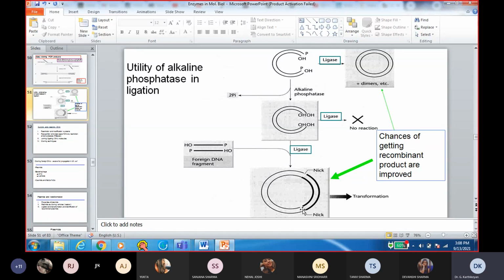But this nick gets sealed once it is taken up by E. coli. Inside E. coli, this nick gets sealed and this plasmid starts replicating. So we'll stop here. We'll start looking at how we use this knowledge in creating a genomic DNA library or cDNA library, as the case may be. It is our decision whether we want to make a genomic DNA library or a cDNA library. We'll have a discussion on this topic in tomorrow's class.